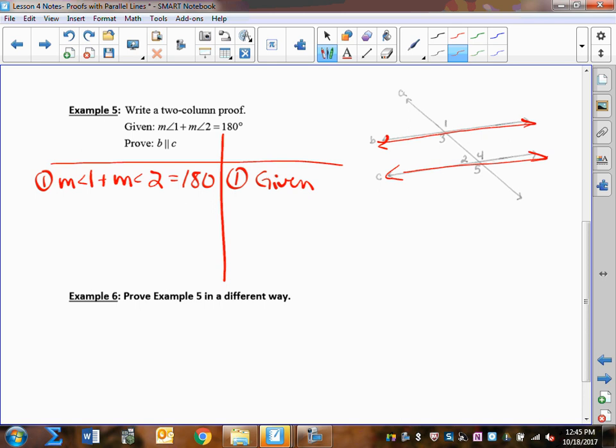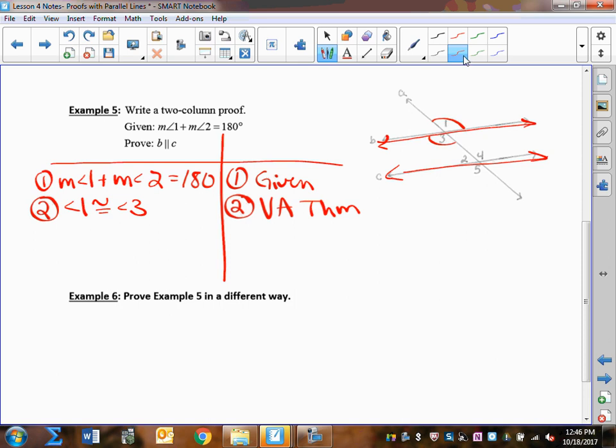Take a look at this. What do you think we should do next? We've got a couple of options. Lucy? Good. Do you guys agree angle 1 is congruent to angle 3? Why? Because they're vertical angles. The vertical angles theorem tells me they're congruent. Alright, good. So I've got angles 1 and 3 are congruent.